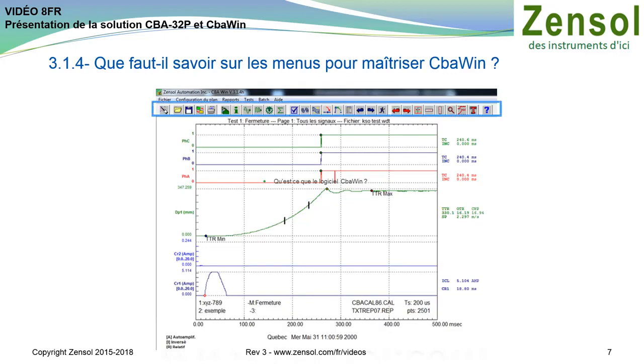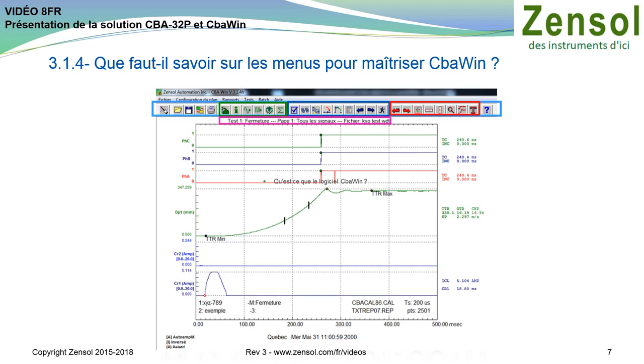What do you need to know about menus to master CbaWin? Before we look at how to perform a test, it's important to understand the CbaWin software interface. At the top, the toolbar, it is divided into 4 parts. On the left, buttons for file manipulation. In green, to configure tests. In blue, to run tests. In red, buttons for analysis.